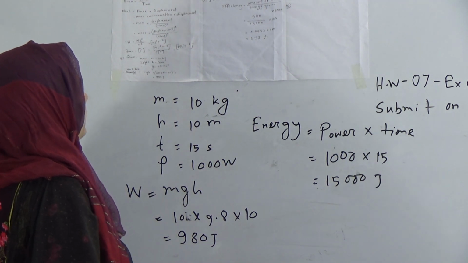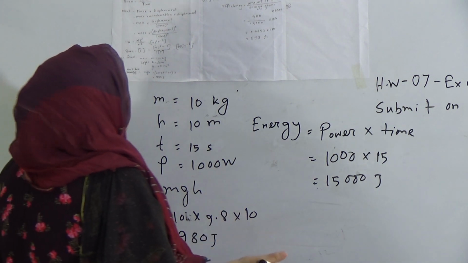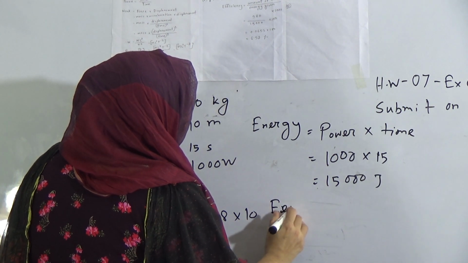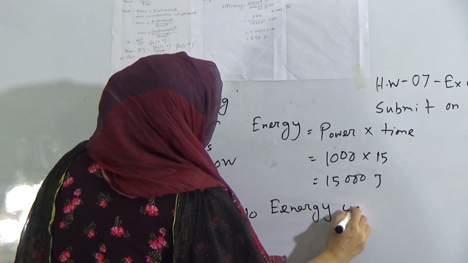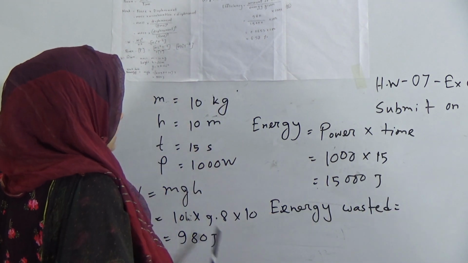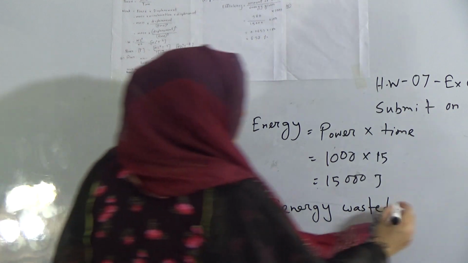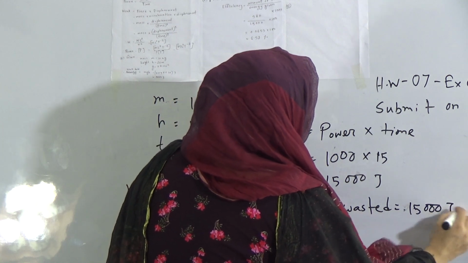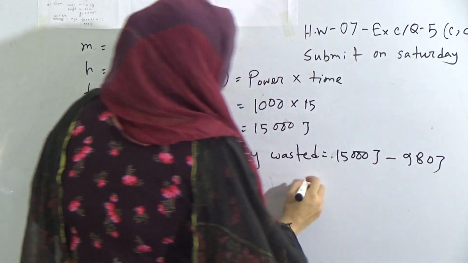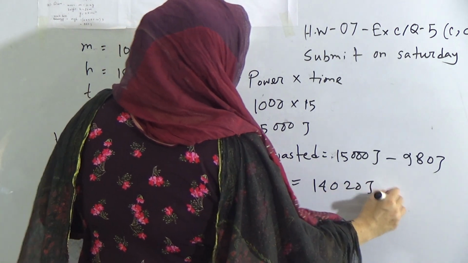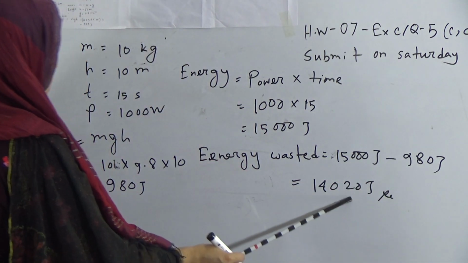Now we will find out the energy wasted. How much energy is wasted? Energy wasted equals energy given minus work done. So energy given here is 15,000 joule minus work done 980 joule. Okay, so it will be 14,020 joule. This is the answer of question number C.